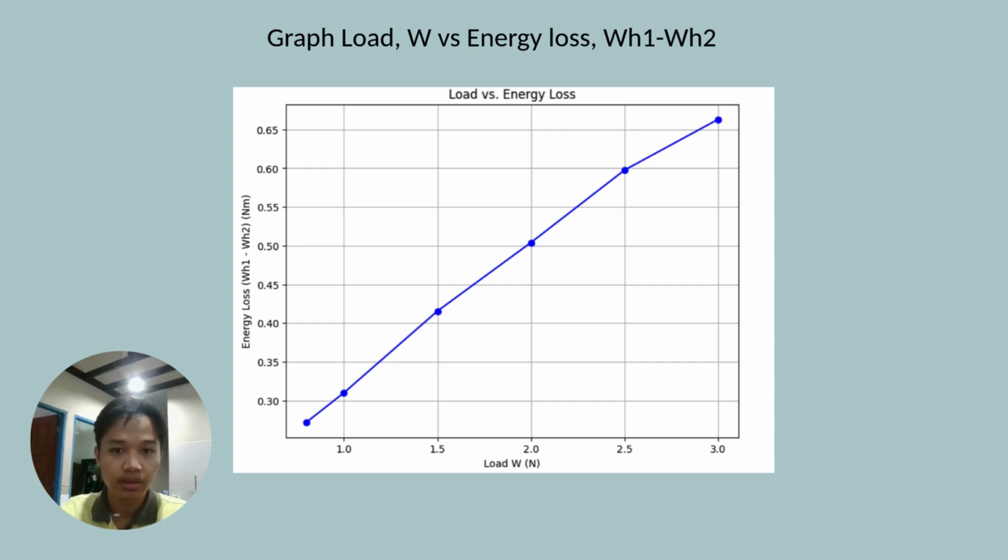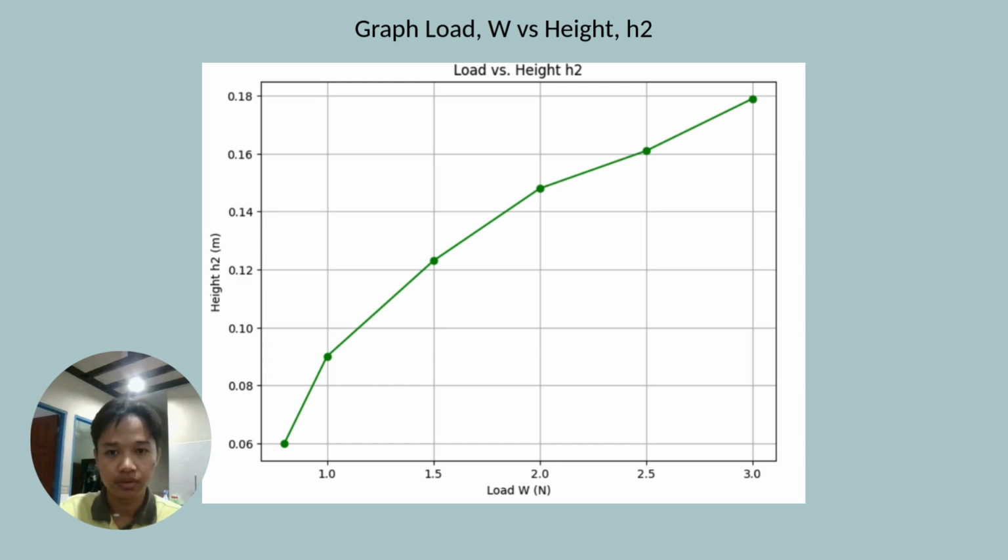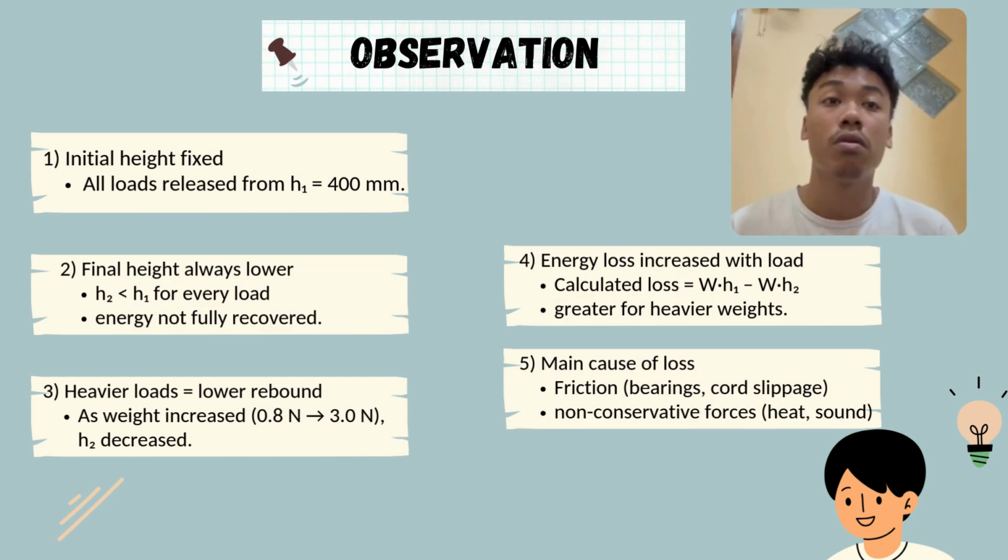This graph is for load versus energy loss. This graph shows a positive correlation, and this graph is for load versus height, and this graph also shows a positive correlation. Alright, so let's move to the observation.